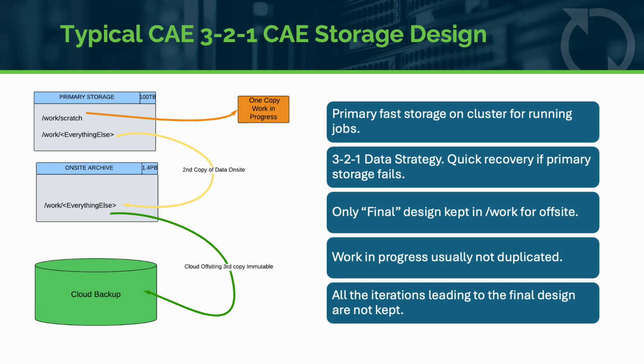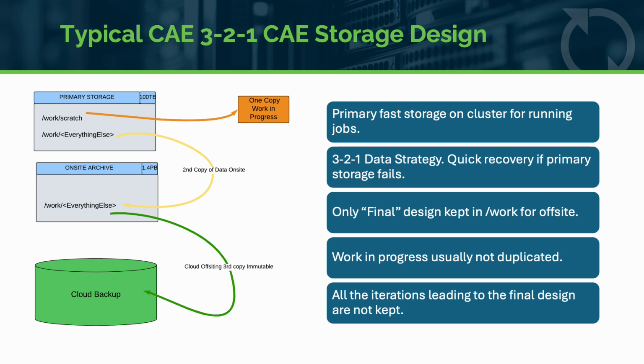And typically then there's a second copy of that data made, often in the same data center, so you can get very fast recovery if the primary storage would die. And that's usually larger than your primary storage, so you can archive your data for years. It can be up to a petabyte of storage. And some people do like to keep a second copy of all the work in progress, optionally.